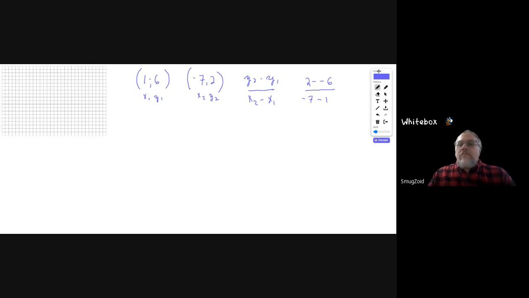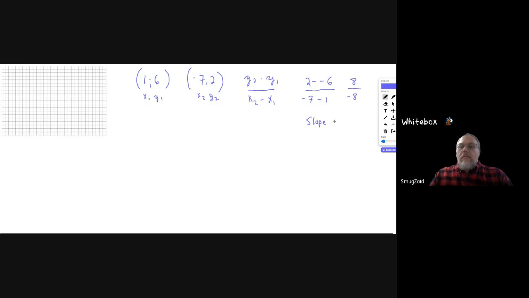All right? Let's calculate this. 2 minus negative 6, that's the same as plus 6. So that becomes 8. Minus 7 minus 1 is what? Negative 8. So what's my slope going to be? The slope would be simply minus 1. So that's equal to my m.